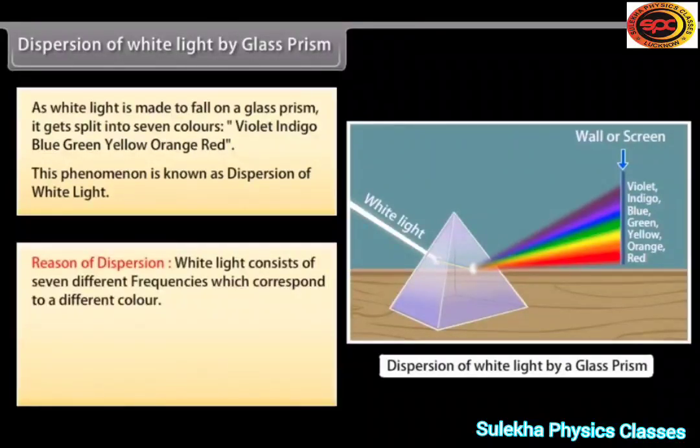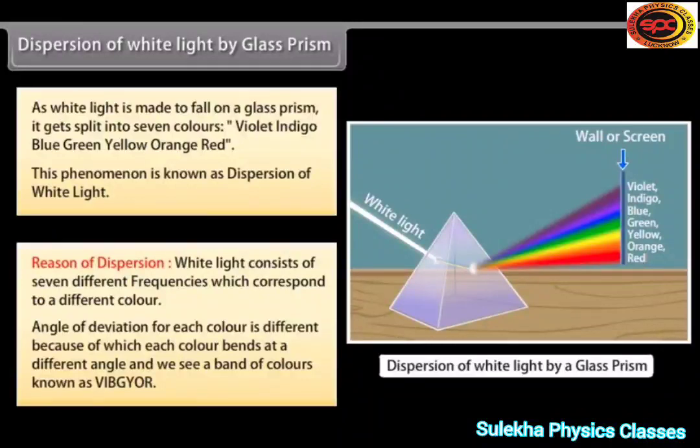Reason of dispersion. White light consists of 7 different frequencies which correspond to different colors. The angle of deviation for each color is different, because of which each color bends at a different angle, and we see a band of colors known as VIBGYOR.